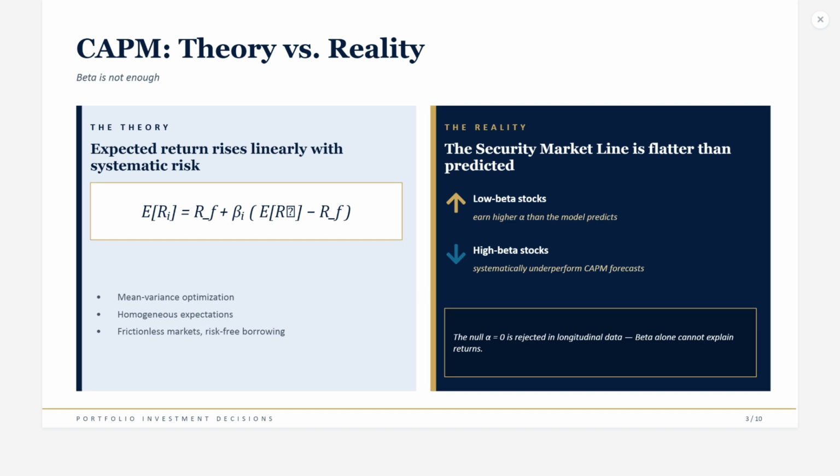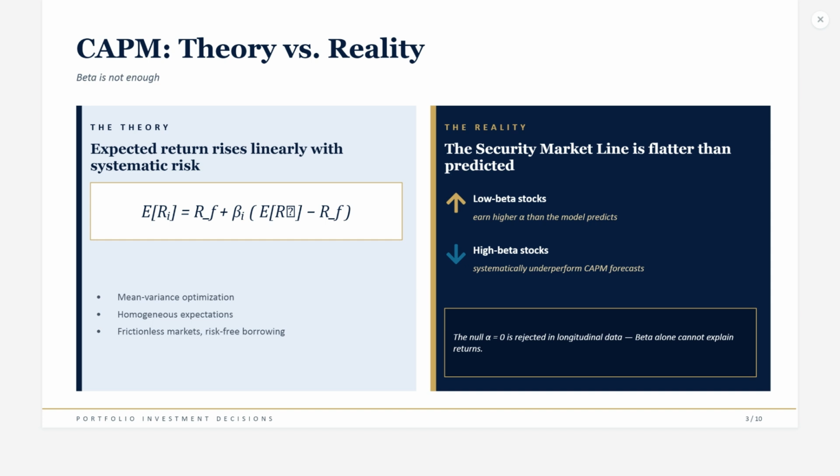Well, first things first, what is CAPM? Let's see how the theory can be described and at the same time what the reality is. The theory denotes that expected return rises linearly with systematic risk. Here we can see the equation. It shows mean variance optimization, homogeneous expectations, and frictionless markets. Also, we see there the risk-free borrowing mechanism.